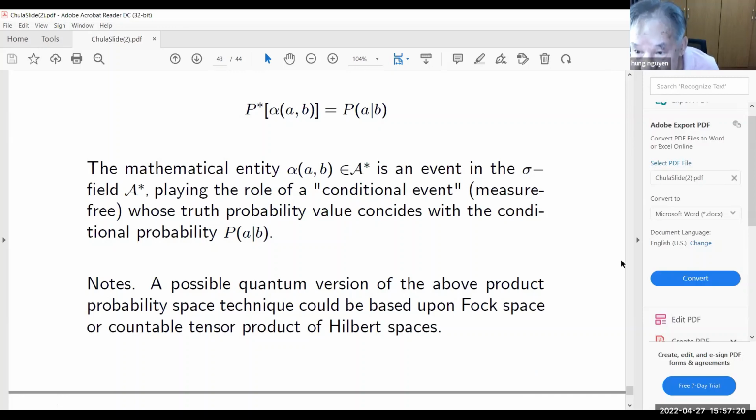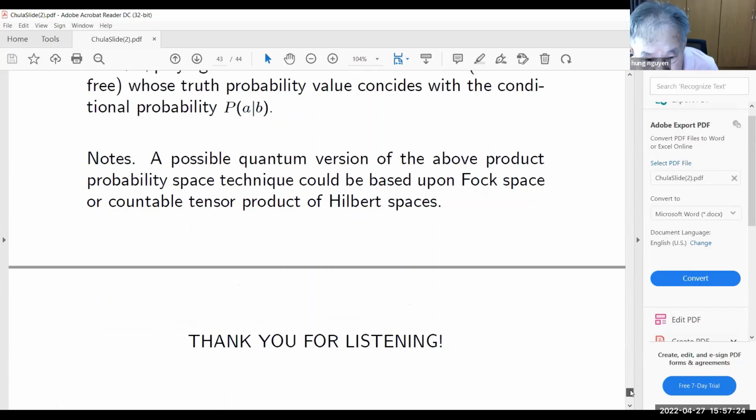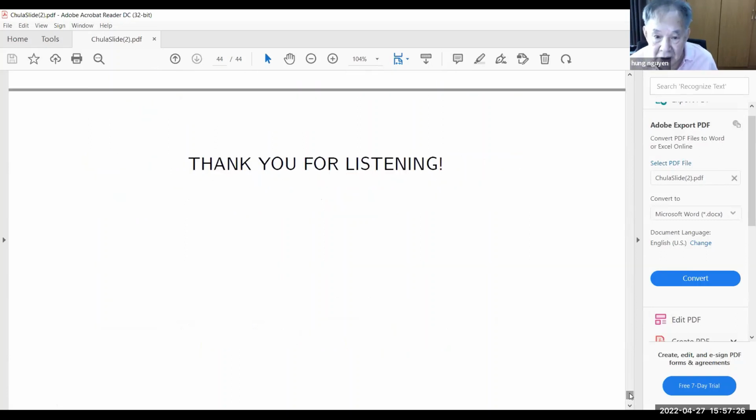Okay, let me summarize before a question. The problem is this. You want to find out a model for conditional quantum probabilities. And that is very basic for many things, but mostly for quantum computing.